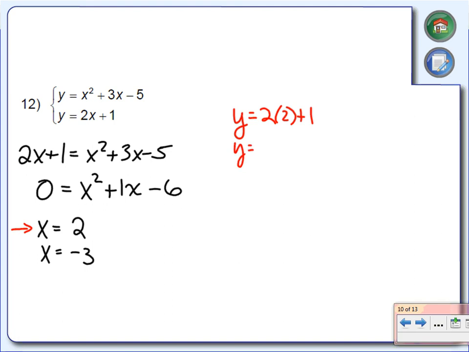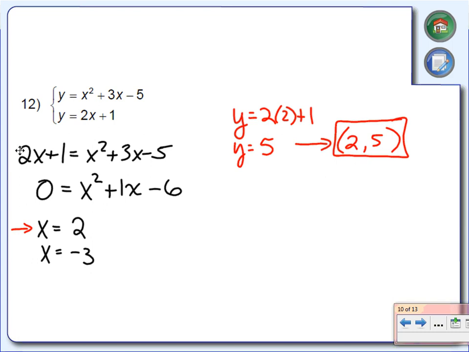2 times 2 plus 1. What do you get? 5. So now I know what the y value is when the x value is 2. So let me write that as an ordered pair. That ordered pair is going to be 2, 5. There's one of my answers. There's one of my solutions. 2, 5.